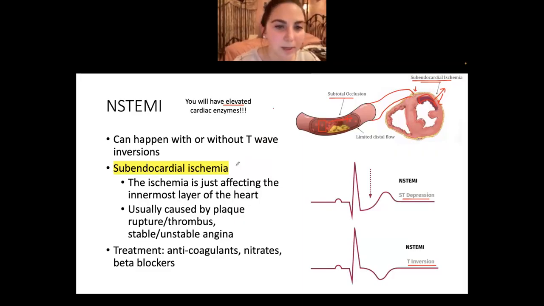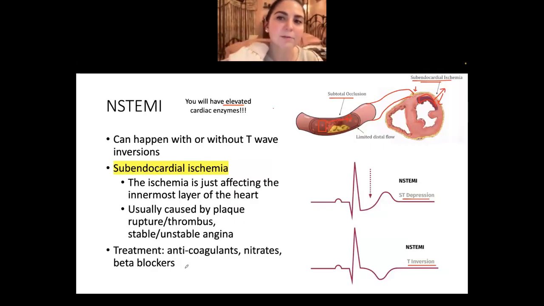Okay. So subendocardial ischemia: again, you're not losing blood, it's just that the tissue is not getting as much oxygen as it's used to. So the furthest part away dies. Usually it's going to be a plaque rupture or a thrombus or some sort of angina that's forming, because angina is always a narrowing of the vessels.